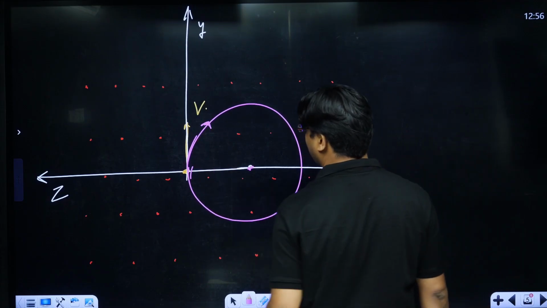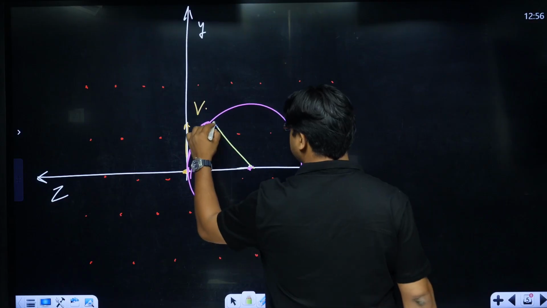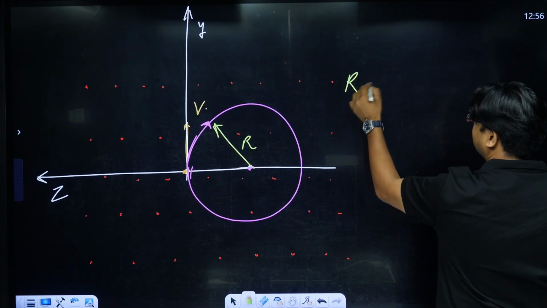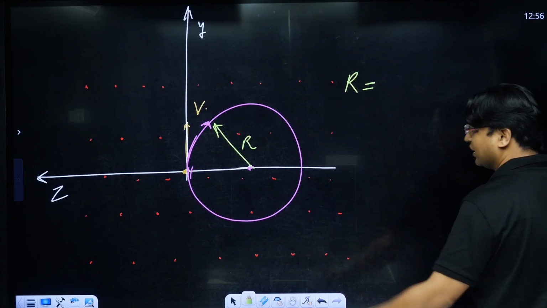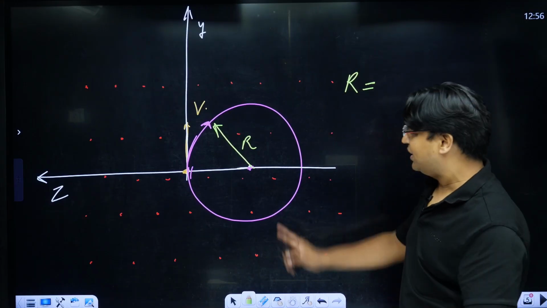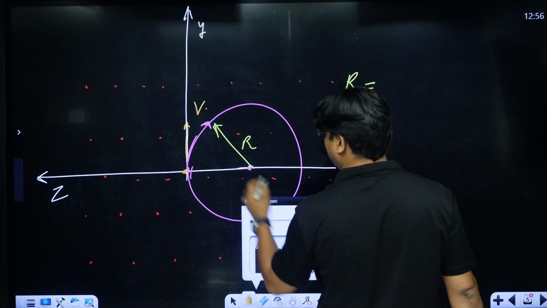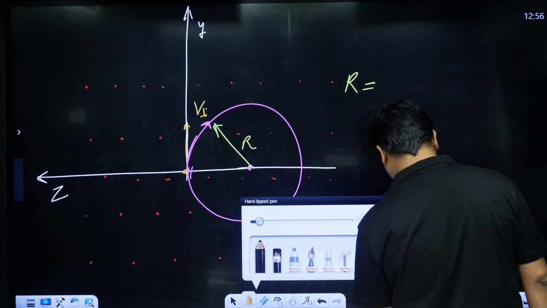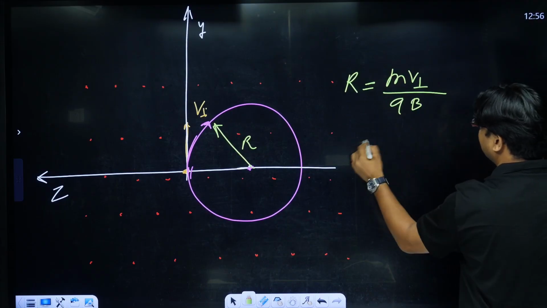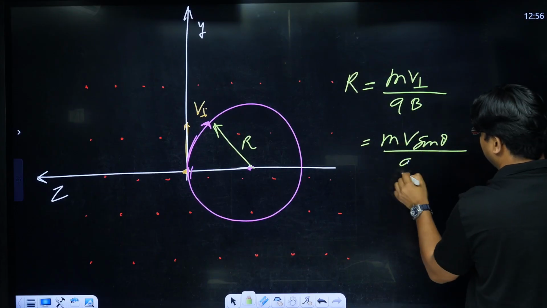Now, if we talk about the other parameters, for example, what is the radius of this circle that we are going to witness? Think about this. In the second case that we did in the previous session, we wrote radius as mv by qB, and here that v would be v perpendicular. So here the radius would be m v perpendicular by qB. In other words, it would be m v sin theta by qB.